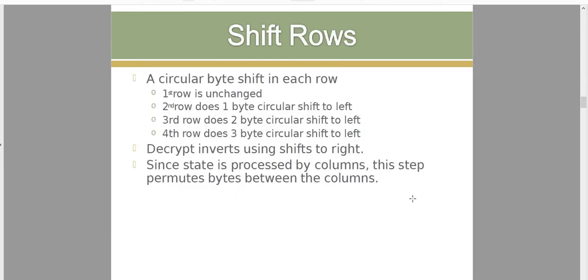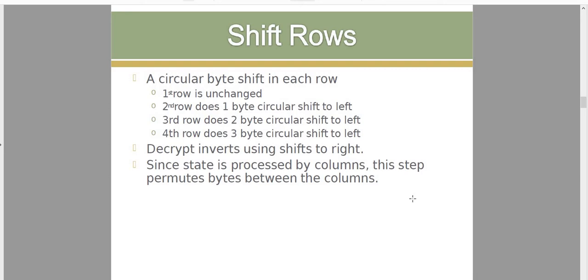The next step, shift rows. It is a circular byte shift in each row. The first row is unchanged. The second row does a 1 byte circular shift to the left. The third does a 2 byte circular shift to the left. The fourth does a 3 byte circular shift to the left. Decryption uses a shift to the right. Since the state is processed by columns, this step permutes bytes between the columns.